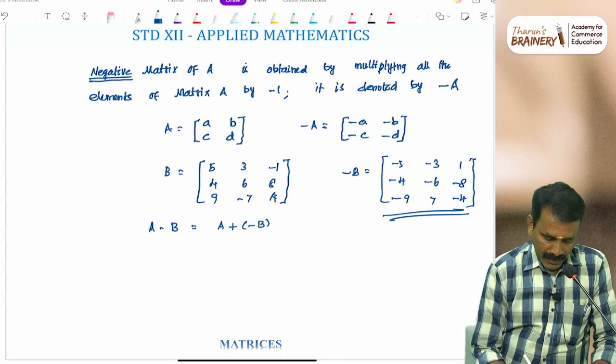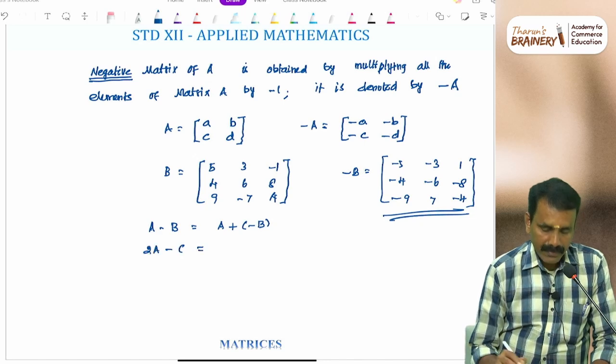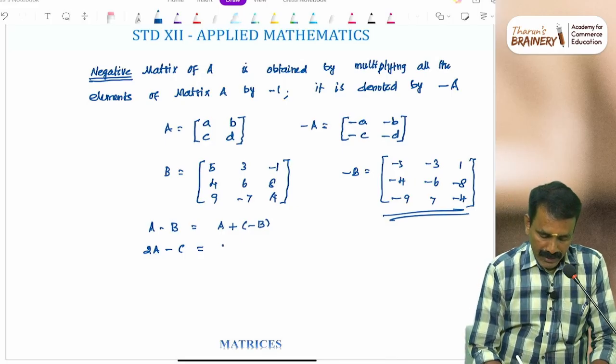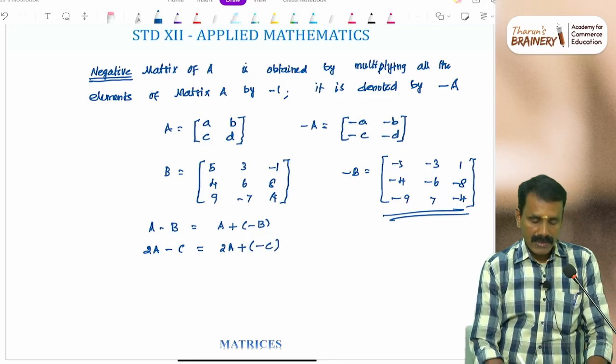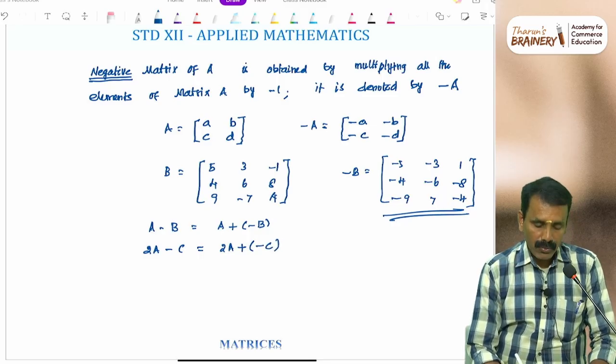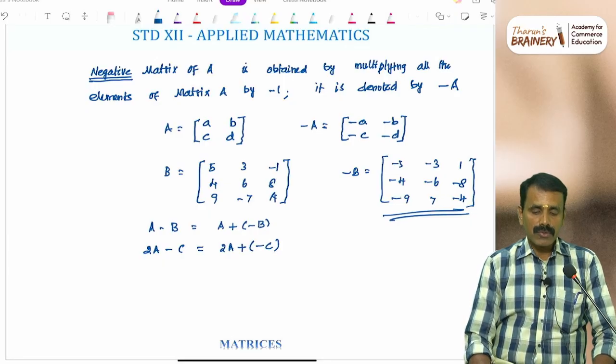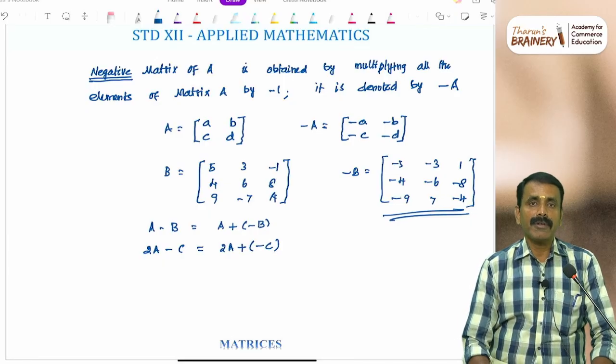Suppose I am having 2A minus C. In that case, we perform the addition 2A plus of minus C. So, instead of subtraction, we add 2A with the negative matrix. Is it clear? So far we have seen the different types of matrices.